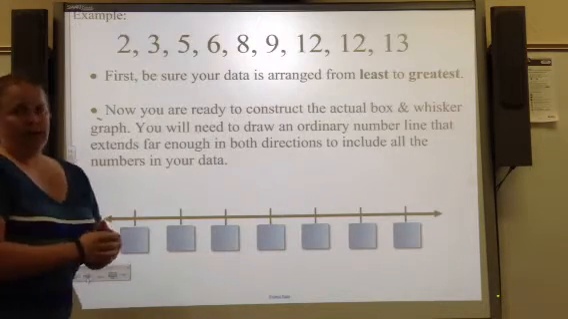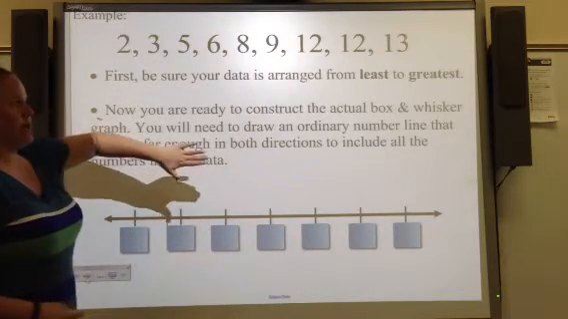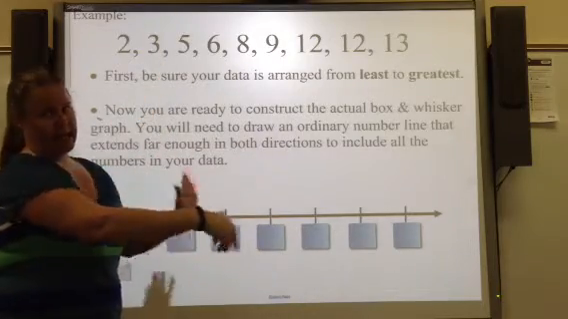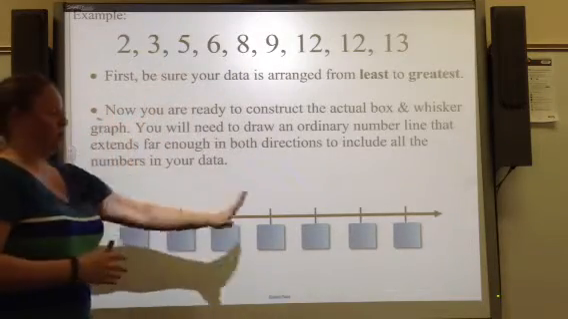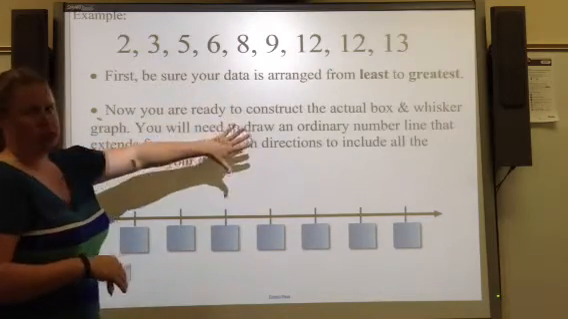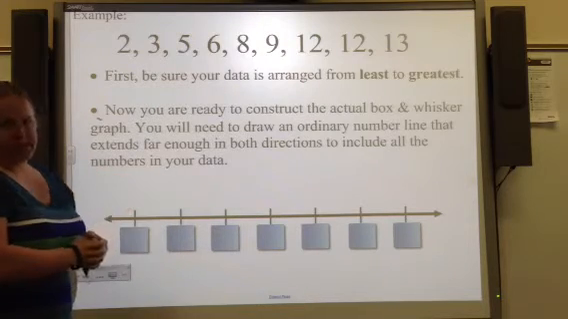So now, what I would recommend from this point on with the box and whisker is, on the left-hand side of your page, or if you've already started taking notes on the right, have your notes on the right-hand side, and on the left-hand side, have the actual box and whisker graph, because we're going to be going back and forth between taking notes and actually creating the box and whisker. So just keep that in mind.